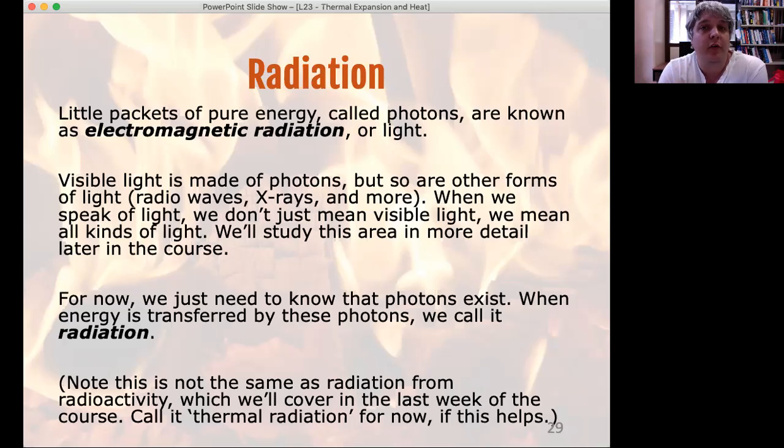So these photons do not need any kind of material to transfer through. So convection and conduction both needed matter. They both needed atoms in some form or other, but radiation does not, because it is just pure energy flying through space.